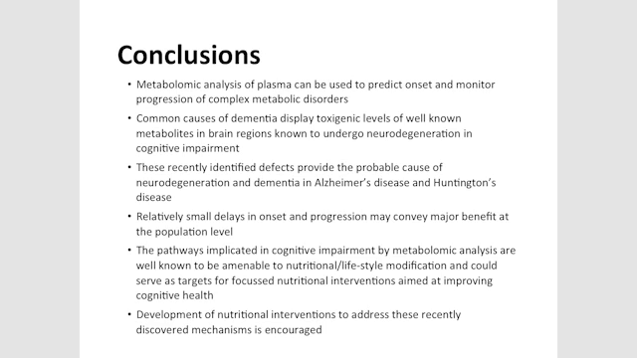So if we can take these data and find interventions that work on the pathways that we've been looking at, then I wouldn't say it would be straightforward, but the possibility exists, I think, that we can make major contributions. So the pathways implicated in cognitive impairment by metabolomic analysis are well known to be amenable to nutritional and lifestyle modifications, and I'm talking about urea metabolism, and I'm talking about the polyol pathway, and they could serve as targets for focused nutritional interventions aimed at improving cognitive health. Development of nutritional interventions to address these recently discovered mechanisms is encouraged.